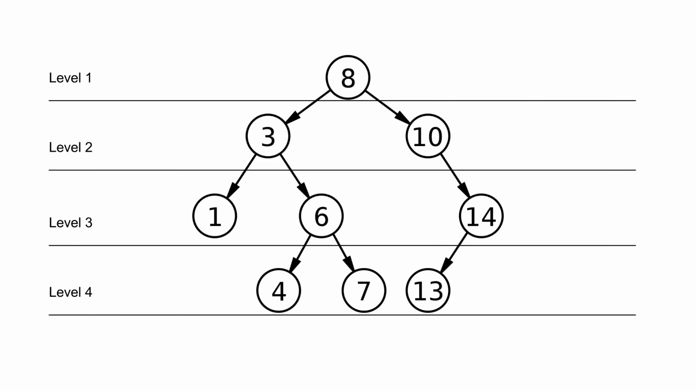A common metric we can use to get a sense of the size of the tree is its height. The height of the tree starts at 1 when you have a single root, and increases as you add more nodes to the tree. As we can see on the slide, we can easily enumerate the different levels of the tree. So node 8 is at level 1, nodes 3 and 10 are at level 2, etc.